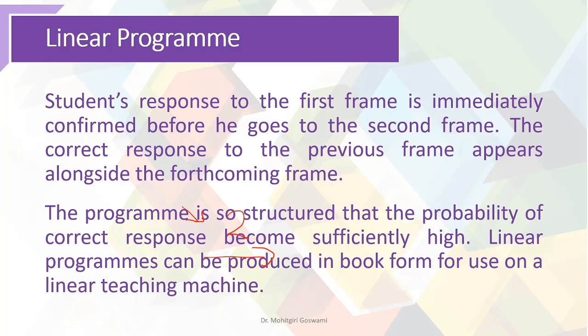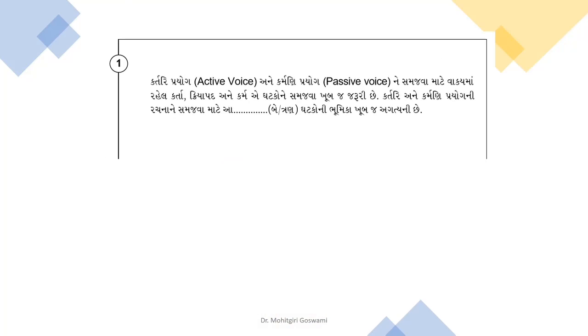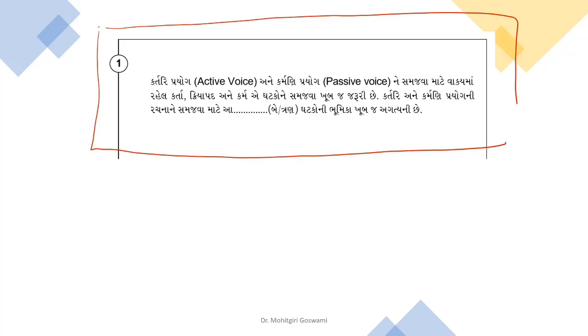The program is so structured that the probability of a correct response becomes sufficiently high. Linear programs can be produced in book form for use on a linear teaching machine. This is a type of linear programming, and this is what we call a frame. This is the first frame.